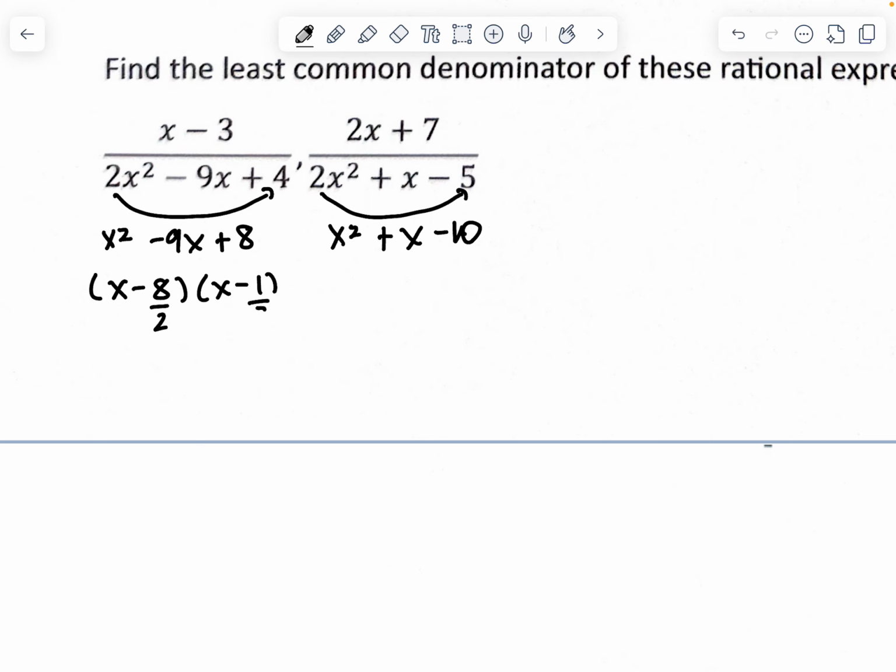So we divide both sides by 2. That goes in evenly, so you get x minus 4. This doesn't go in evenly, so the 2 comes out in front of the x minus 1.